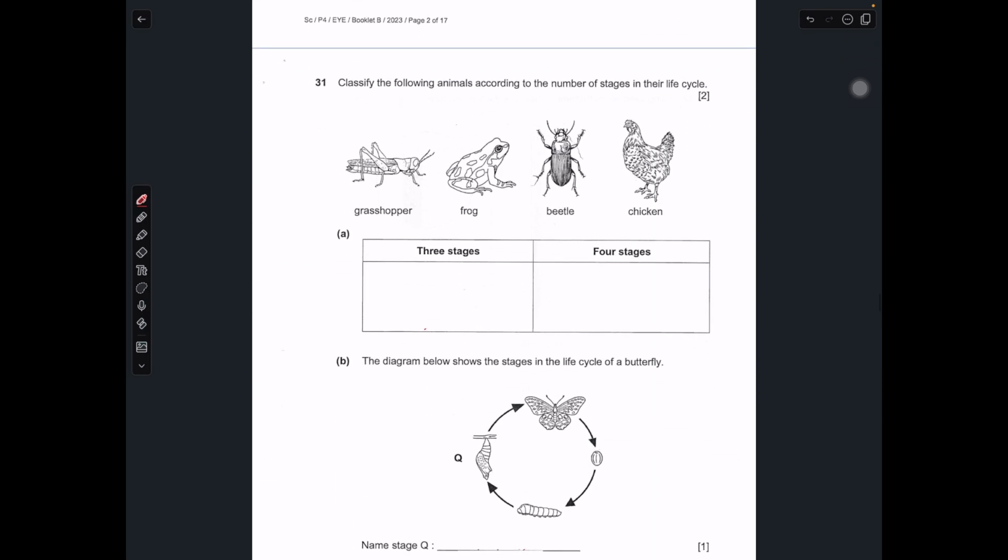Classify the following animals according to the number of stages in their life cycle. So grasshopper is 3, frog is 3, beetle is 4, chicken is 4. So the one with 3 stages will be your grasshopper, frog, and chicken. Okay, 4 stages will be your beetle.